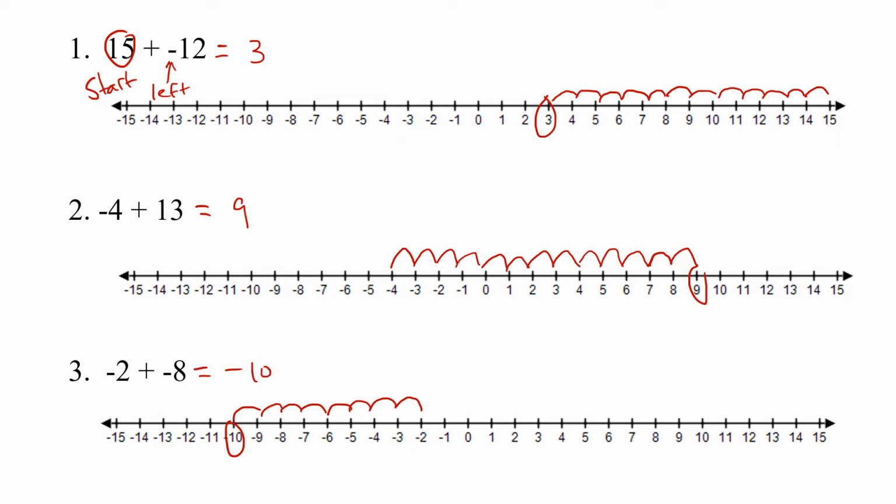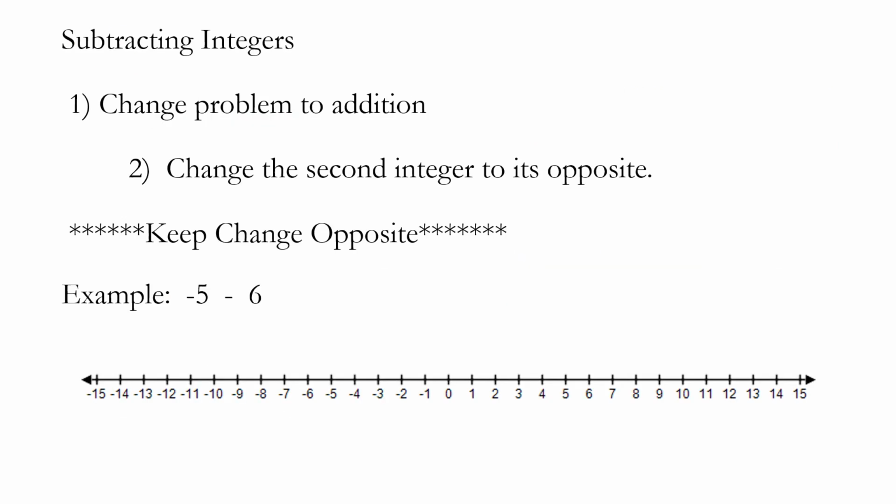And it's that easy. Let me know if you have any questions on that. We're now going to move on to subtraction. When subtracting integers, the easiest thing to do is change the problem to addition. You change the second integer to its opposite using the phrase keep, change, opposite. I'm going to keep the -5, change that to an addition sign, and now I'm going to change the 6 to a -6, which is its opposite.